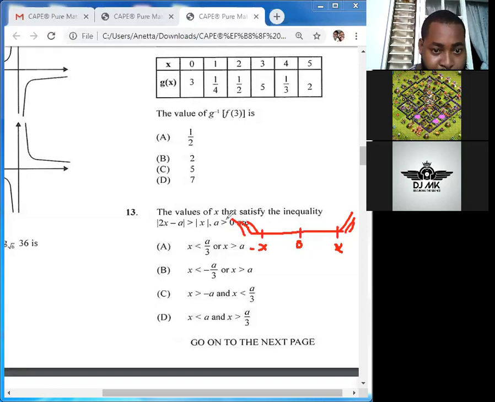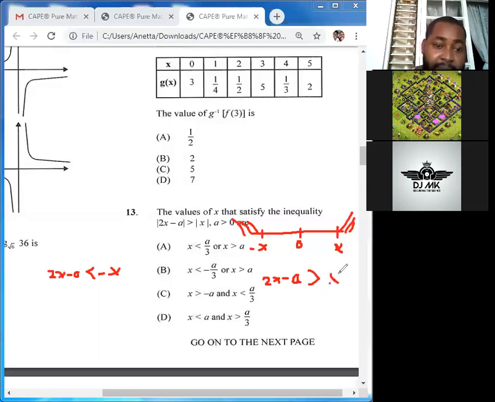All of it, just break this down and solve that. So to compare, we're going to say 2x minus a. One expression is going to be 2x minus a, in one case less than negative x, and in the other case, on the right hand side, 2x minus a is going to be more than x. I will just solve them individually and look for the answer.